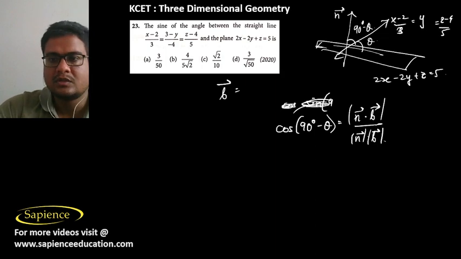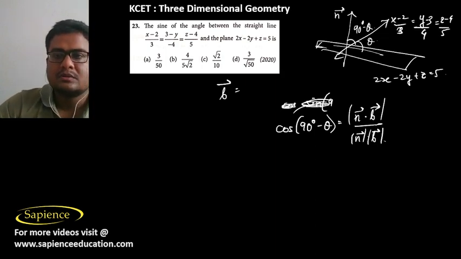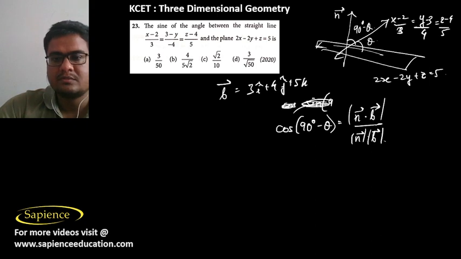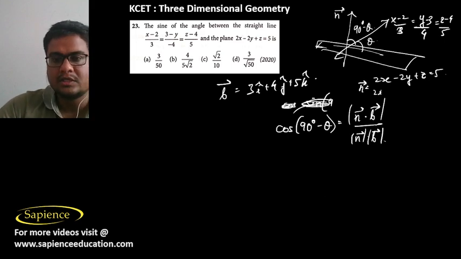This I can write as y minus 3 by 4 also. So the direction ratios along the line are 3, 4, 5. So b vector is 3 i cap plus 4 j cap plus 5 k cap. And the n vector, the normal vector to this plane, is 2 i cap minus 2 j cap plus k cap.